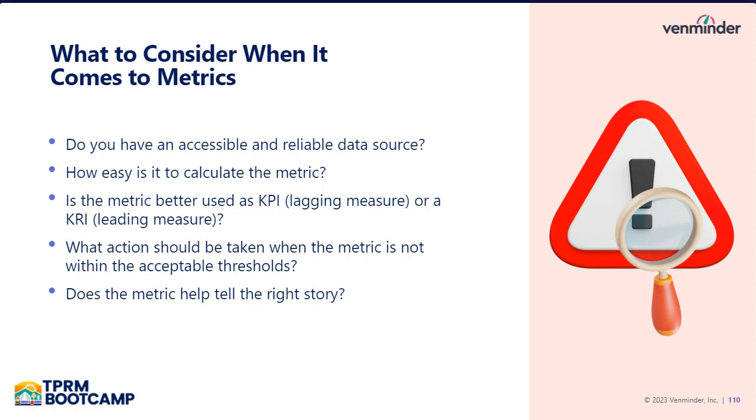Is the metric better to use as a key performance indicator, something that's already happened, or a key risk indicator, something that can alert us to potential risks? And what action will we take if the particular metric is not within the threshold? This is a really important one because if you are measuring things that you have no capacity, desire, or ability to act on, it may not be the best metric. And then, of course, does the metric help tell the right story?